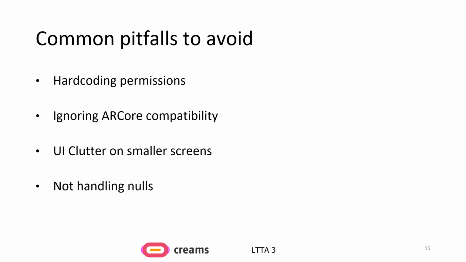Some other pitfalls you need to avoid is hardcoding permissions. Of course, always check and request runtime permissions dynamically. You should ensure that ARCore features gracefully handle unsupported devices with fallbacks. Shout out to Cognitive UX for helping us test this. And also use ScrollView to make apps scrollable on smaller screens. And finally, you should always check for null values, especially when receiving data from intents or any external APIs.